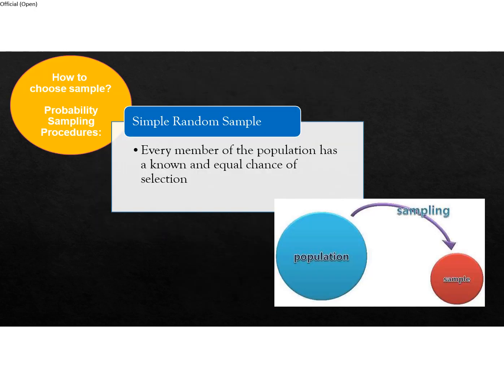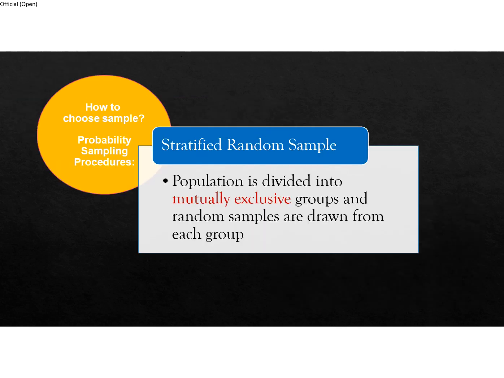So the first, simple random sample, we basically use a random method. Randomly select anyone in your population, so that everyone has an equal chance of being selected. That's random, pretty straightforward. Stratified random sample: basically, you divide the population into mutually exclusive groups, and then from there, in each of these groups, you do the random sample.